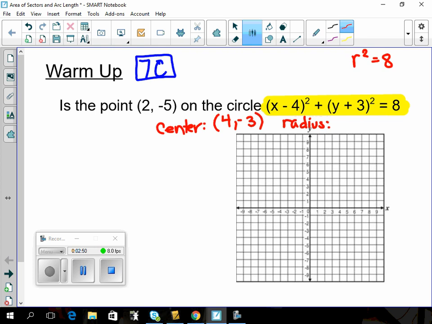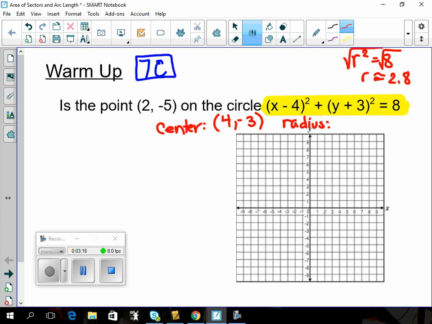To solve for r, I don't divide by 2. I take the square root, right? So if I take the square root, what is the square root of 8? 2.8. Okay. So it's about 2.8, roughly. A little bit less than 3. Do you agree? So if I wanted to graph this, we're going to have to estimate it because our radius is not an integer.